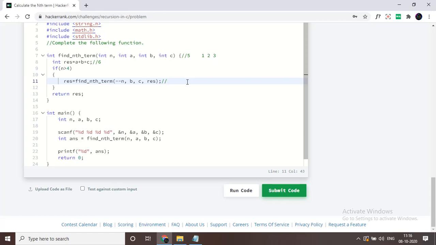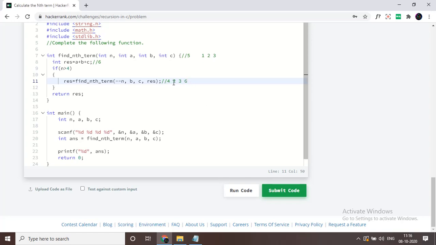n becomes 4 here. And what is b value? B value is going to be 2. C value is going to be 3. Sorry, a value becomes, I'm passing here b value, that is going to be 2. That means it is going to act as a value and it is going to act as b value, and the result, what is the result here? The result is going to be 6.